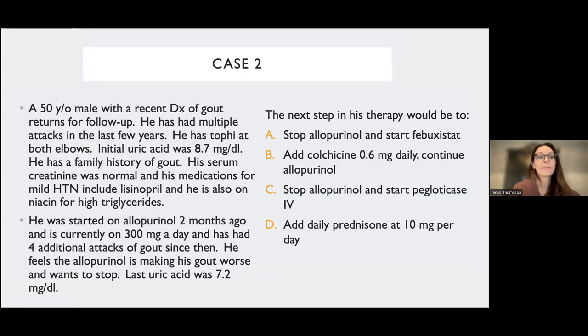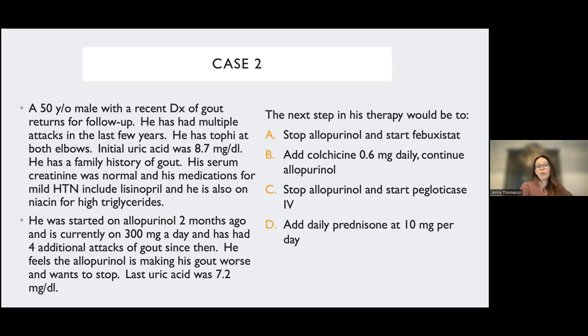So case two: a 50-year-old male with a recent diagnosis of gout returns for follow-up. He has had multiple attacks in the last few years. He has tophi at both of his elbows. His initial uric acid was 8.7. He has a family history of gout. His serum creatinine was normal, and his medications for mild hypertension include lisinopril. And he's also on niacin for high triglycerides.